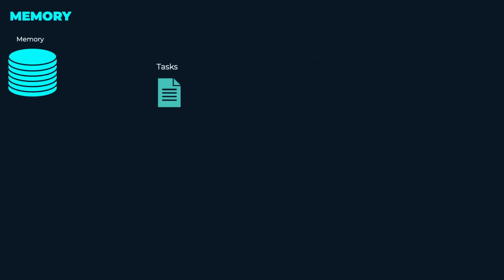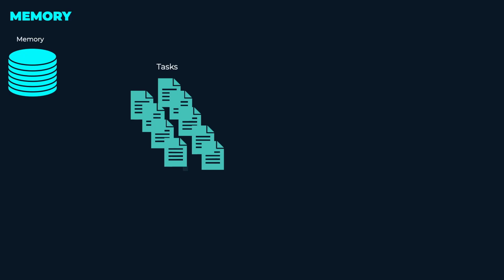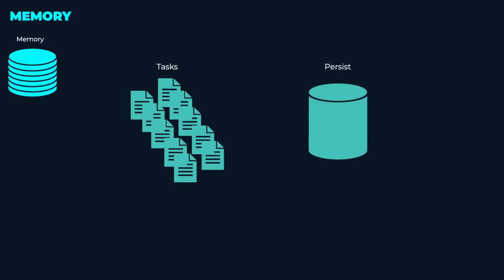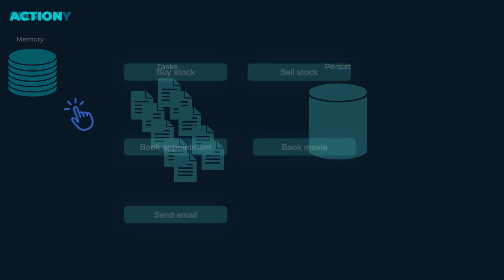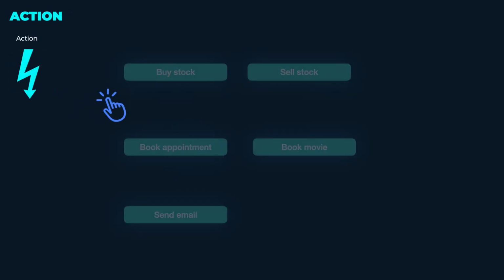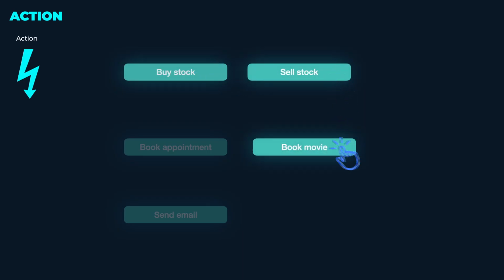Memory helps the agent remember information like your preferences, previous conversations, or unfinished tasks. When you log in again, it will make sure to start from where you left off. Action. This is the most important part of an AI agent. The agent doesn't just answer, it decides what to do next. That's what makes it feel intelligent.